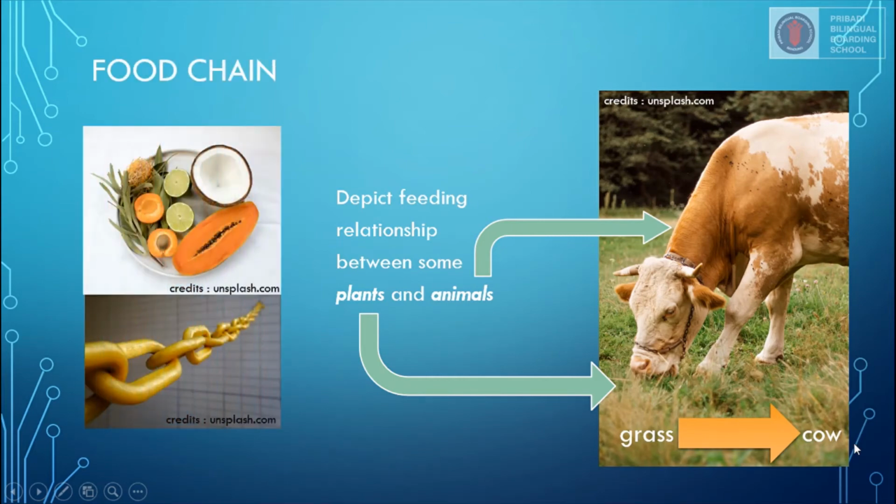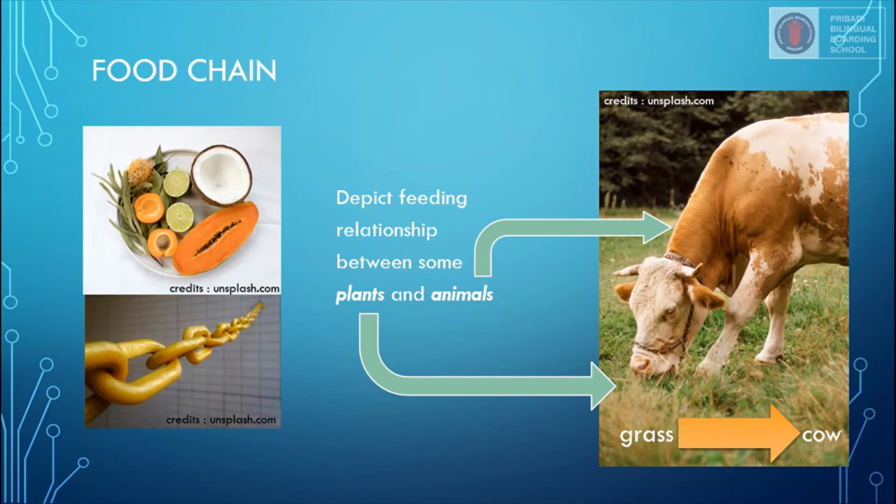The picture we call a food chain. The feeding relationship between some plants and animals, we can put in a picture, or we can depict it as a food chain. So this is called a food chain. This is the simple one.